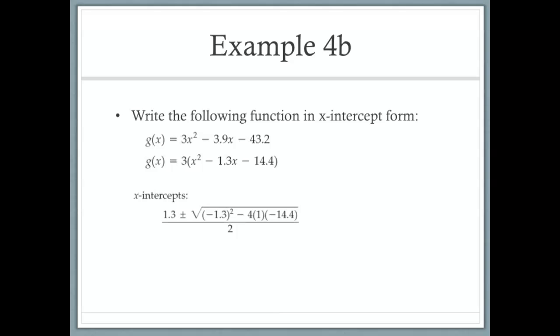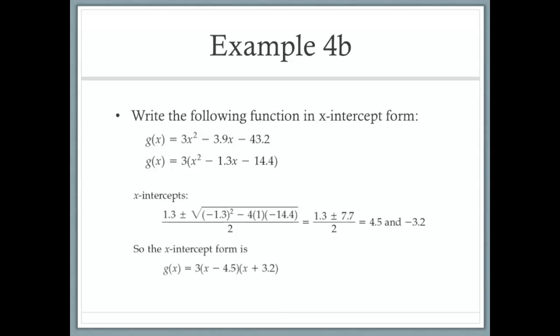The part under the square root ends up being 7.7. So we have 1.3 plus or minus 7.7 over 2. And so we need to actually come up with those two values. So 1.3 plus 7.7 divided by 2, and then 1.3 minus 7.7 divided by 2. So this is going to be 4.5 and negative 3.2. So to put this in x-intercept form, we know what our two x-intercepts are, so this is going to be 3, that was the leading coefficient we factored out, times (x minus 4.5)(x plus 3.2).